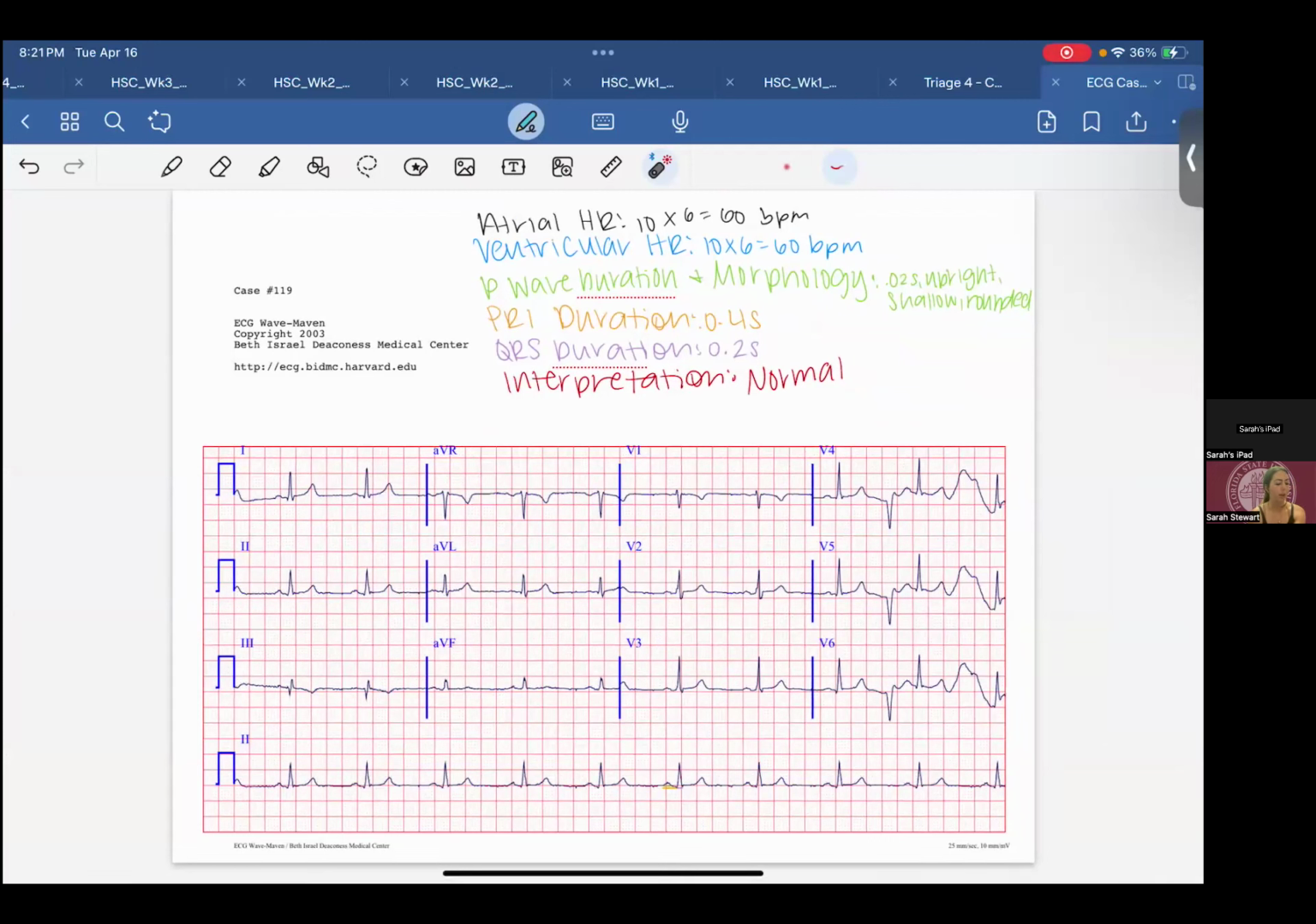And so my interpretation of this, based on the visual pattern and then the calculated durations and heart rate, is just to be a normal rhythm.